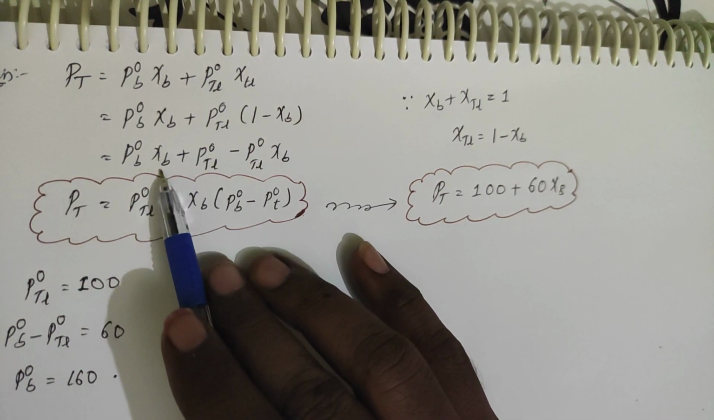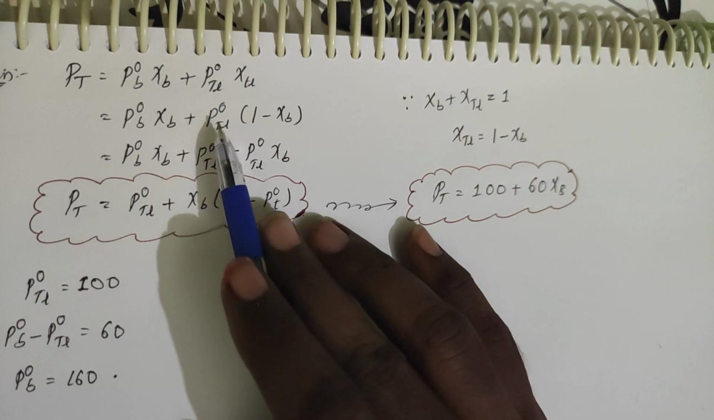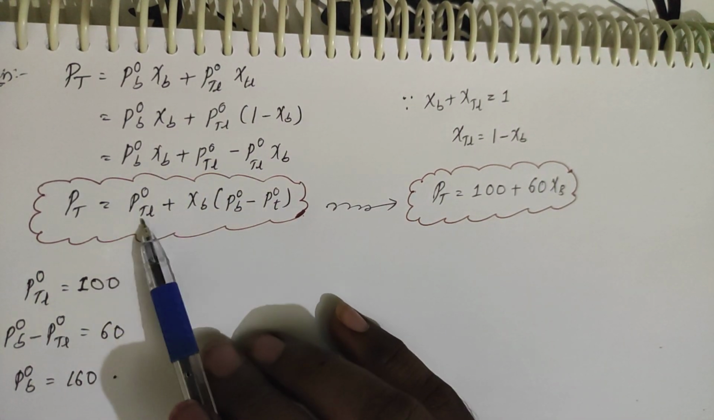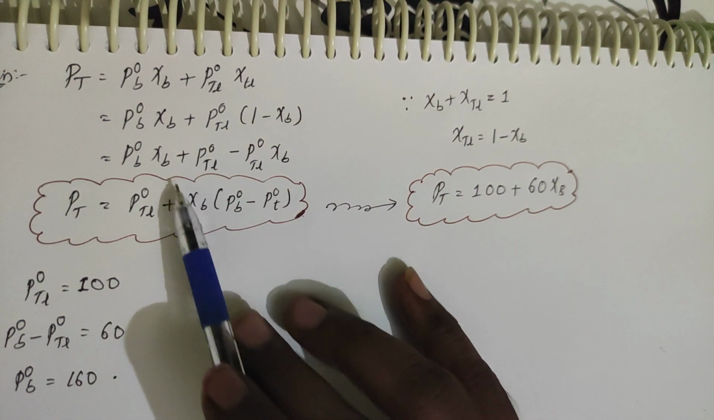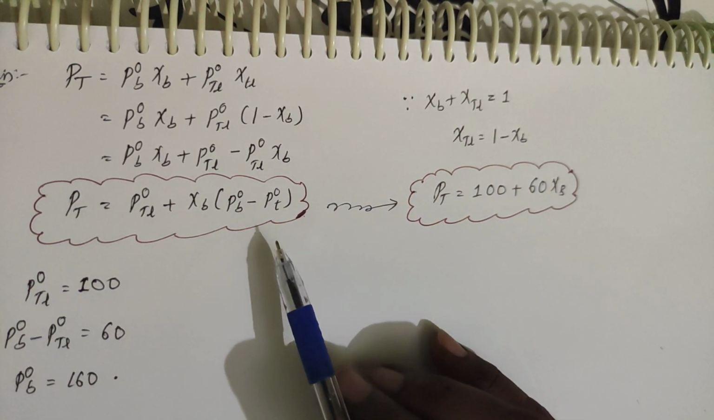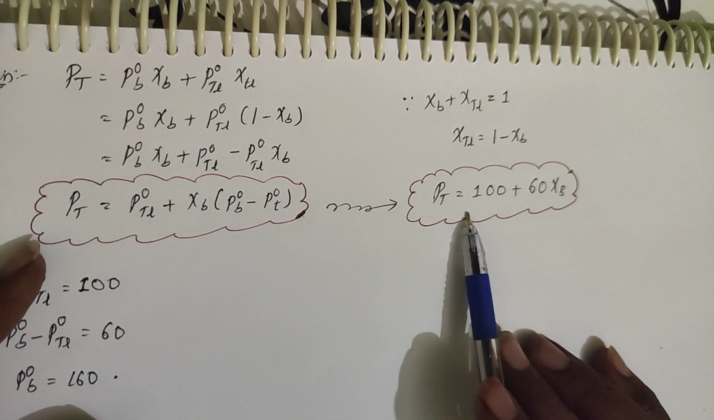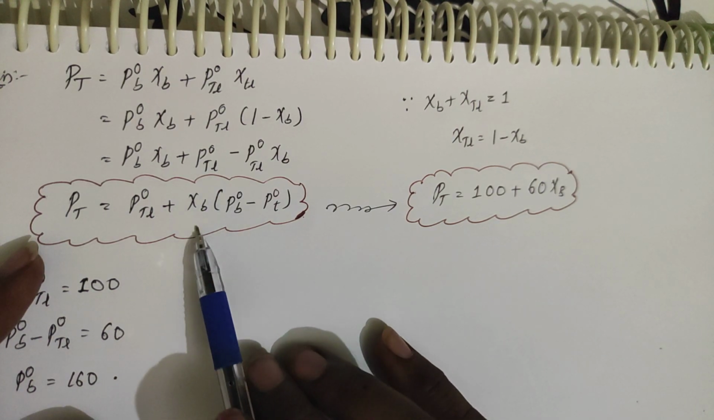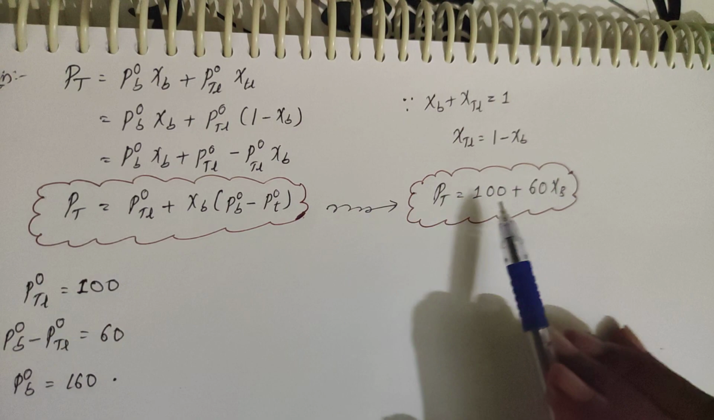P naught of B, mole fraction of B plus, you multiply this one with 1, so P naught of toluene minus P naught of toluene into mole fraction of B. So PT will be equal to P naught of toluene plus, take common mole fraction of B, that is benzene, into P naught of benzene minus P naught of toluene. So compare this equation with the original equation that has been given in the question. So PT is equal to P naught of toluene plus mole fraction of benzene into bracket P naught of benzene minus P naught of toluene.